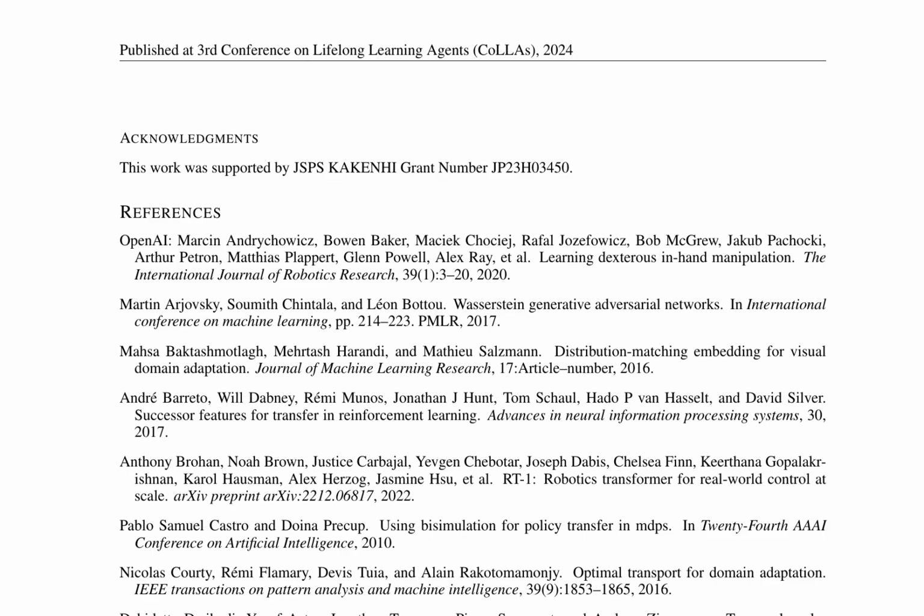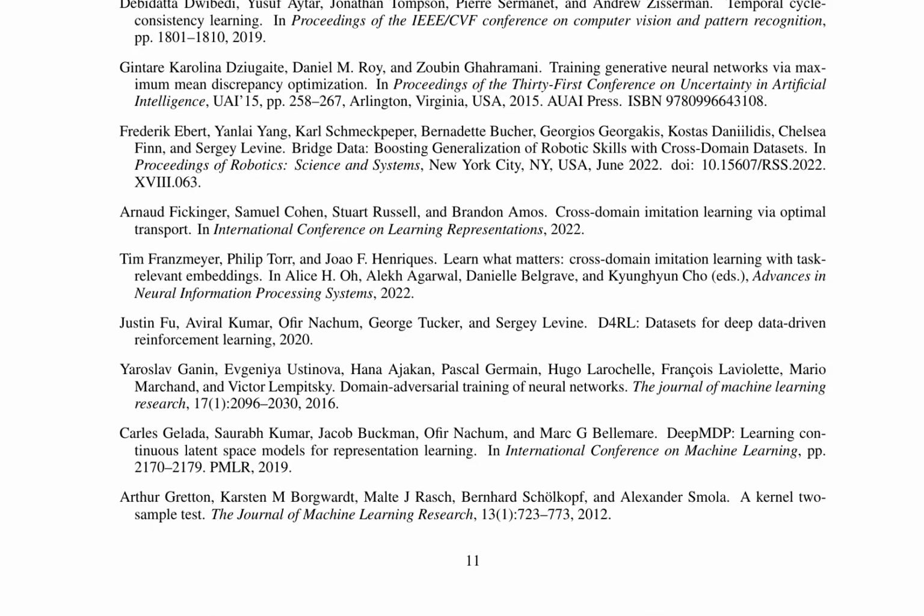The research presented on pages 11 and 12 of the paper discusses various aspects of lifelong learning agents, focusing on transfer learning, domain adaptation, and imitation learning. It highlights the importance of understanding and leveraging the relationships between different tasks and domains to improve the generalizability of robotic skills.